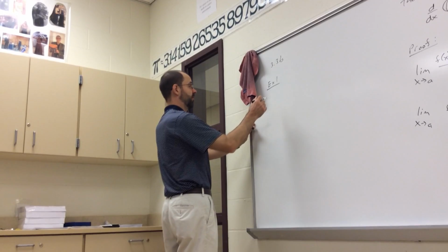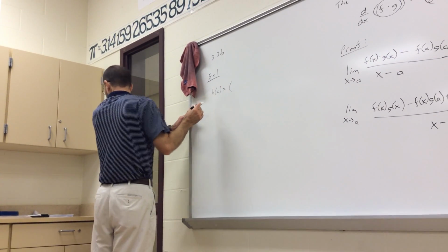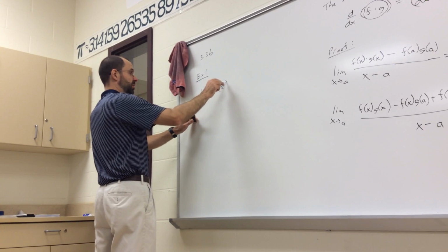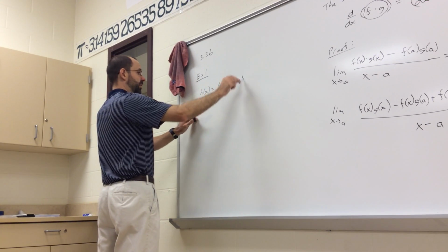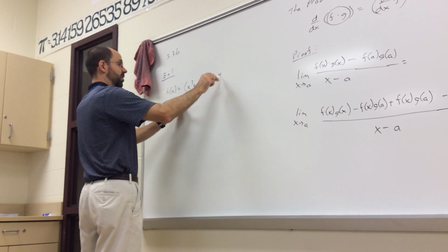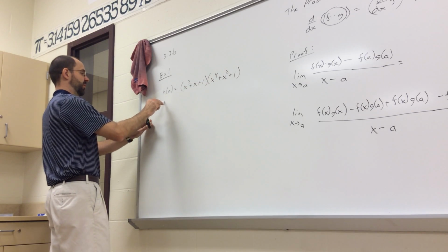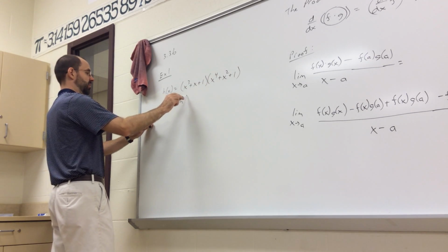So let's say we have a function that is x cubed plus x plus 1 multiplied by x to the fourth plus x squared plus 1. And we want to find h prime of x.